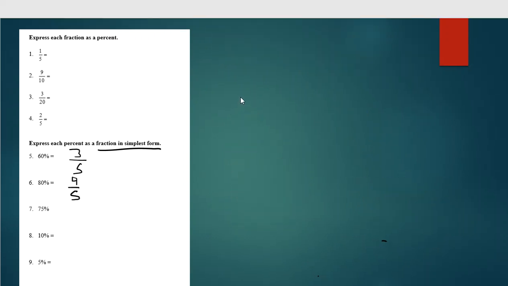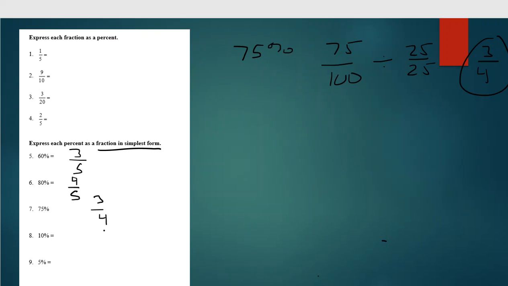Okay, so let's go ahead and look at another example. We're going to change 75% into a fraction in simplest form. So 75% is equivalent to 75 hundredths. And then from there, we need to find the greatest common factor between 75 and 100. By now, I think you guys are pretty good at finding the greatest common factor, and it would be 25. And then 100 divided by 25 is 4. 75 divided by 25 is 3. So 75% as a fraction in simplest form is 3/4.